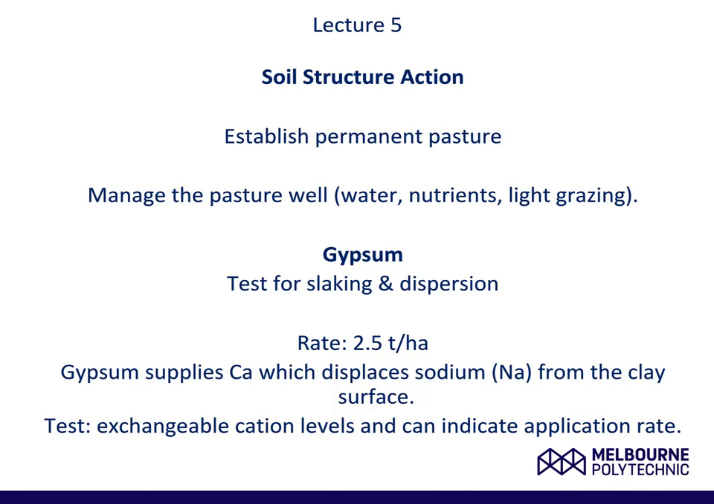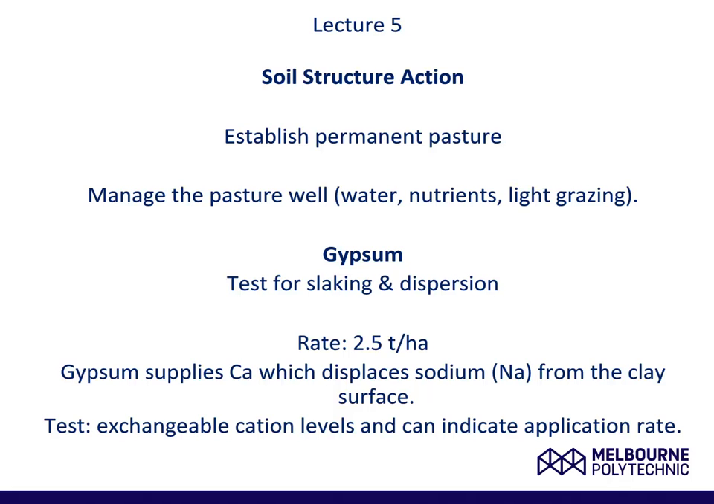So what course of action can you take if you suspect or find poor soil structure? You can change your management to a permanent pasture. Plants will protect the soil from erosion, and the deep roots from the pasture will help create the pores and channels needed to improve infiltration, and plants will naturally increase the soil organic matter. Manage the pasture well, however. Ensure that you use water, nutrients, and light grazing wherever possible.